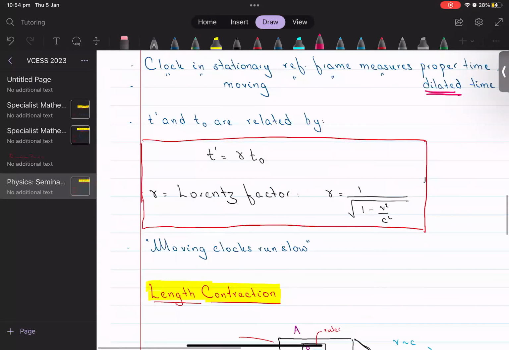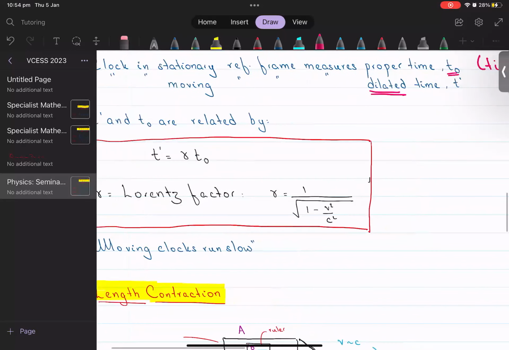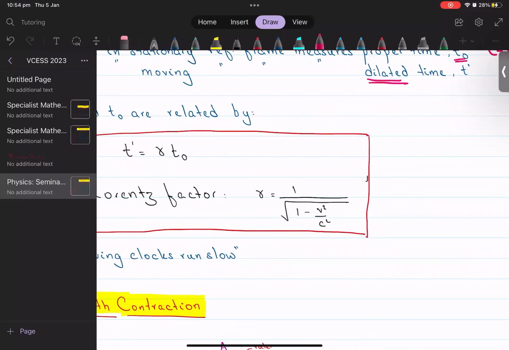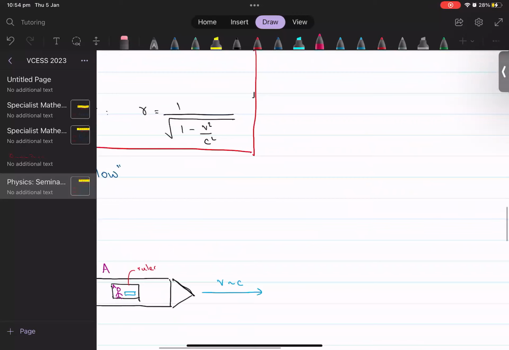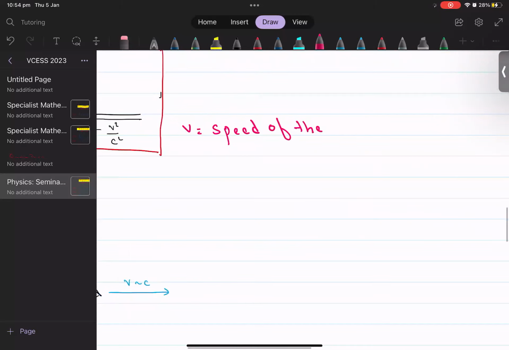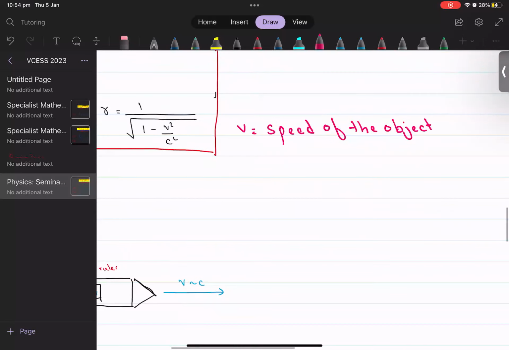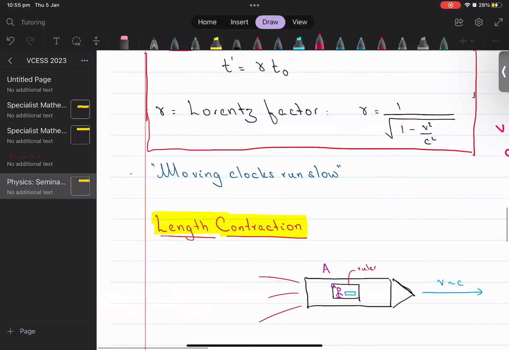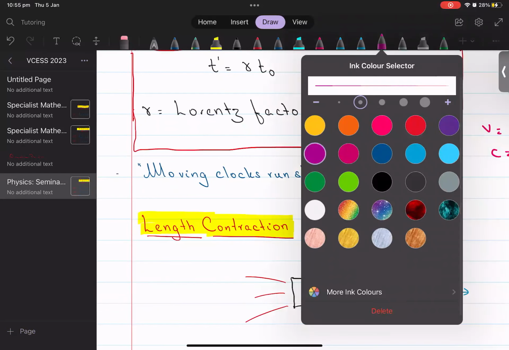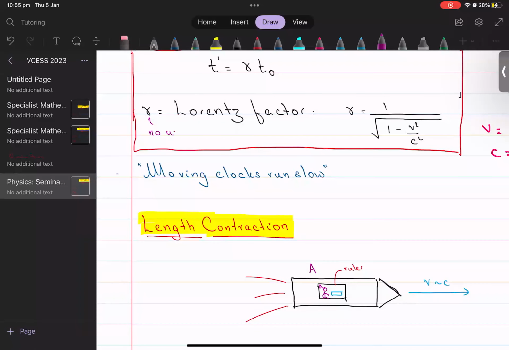Now this gamma is a very special number. It's what's called the Lorentz factor. It's defined as 1 over the square root of 1 minus v squared over c squared, where v is the speed of the object and c is the speed of light. Note that the Lorentz factor does not have any units. This is what's called a dimensionless quantity. So you could have a Lorentz factor of, say, 7, which is close to 99% the speed of light, just off the top of my head.